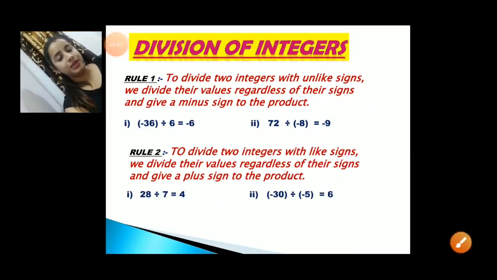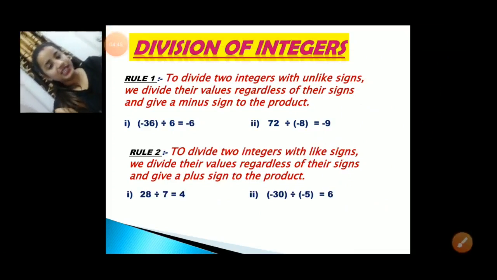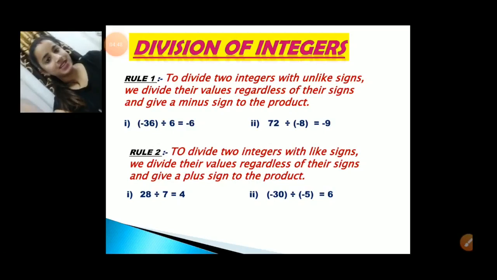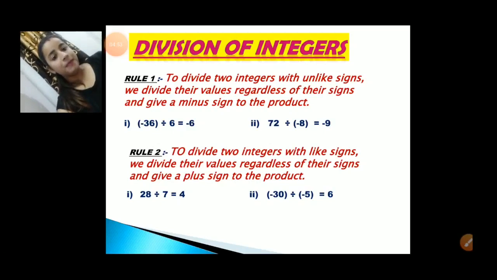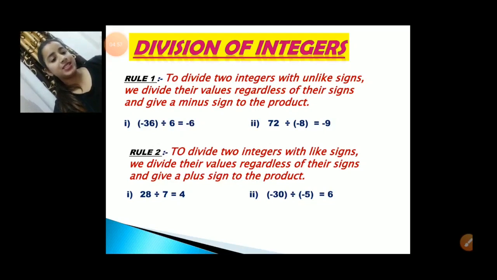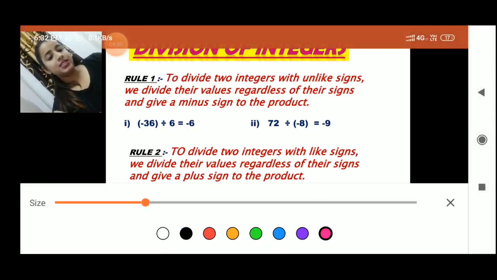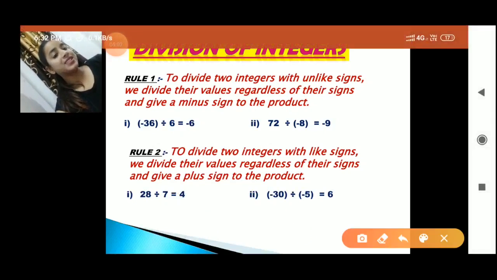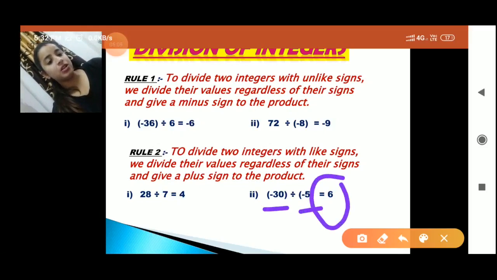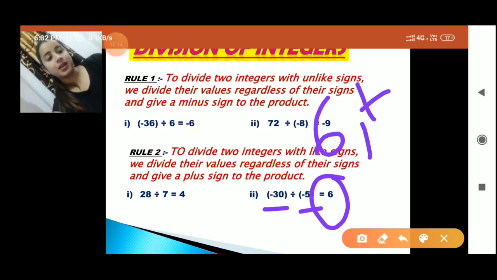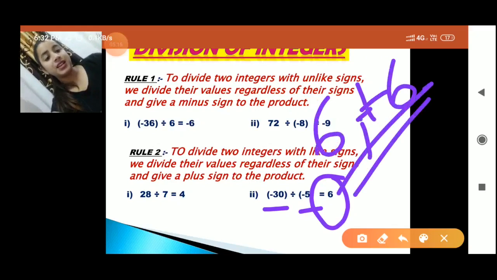Let's look at examples. The first example is very clear. 28 divided by 7 is equals to 4. Now look at the second example, minus 30 divided by minus 5. So here you can see that when we divided 30 with 5, we get the value 6. But here it is minus minus. Both are like. So we have given a positive sign. Just remember, plus 6 and 6, both are same.